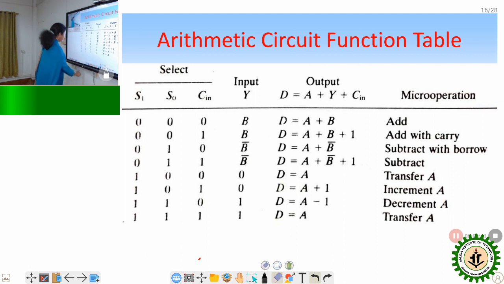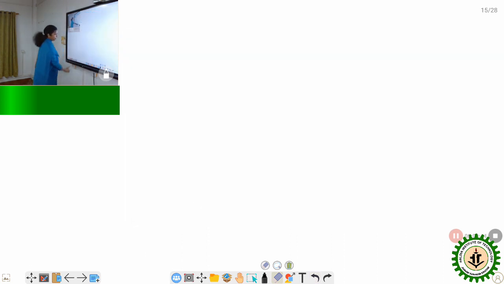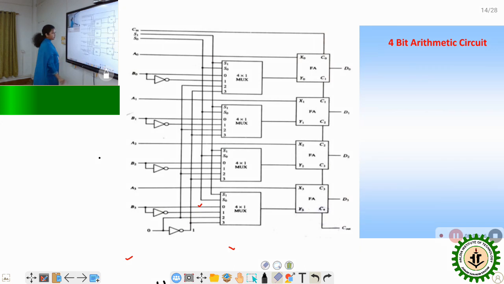Now how is it possible? Now I will show you the diagram. When S1 S0 is 0 1, what happens? Among all the 4 inputs, the second input gets selected, and here B0 is passed through the NOT gate. The NOT gate output is nothing but B0 complement. So B0 complement will be selected, and that will go directly to the output.